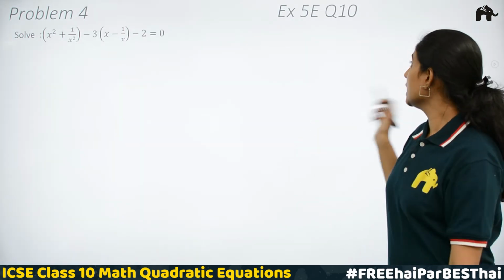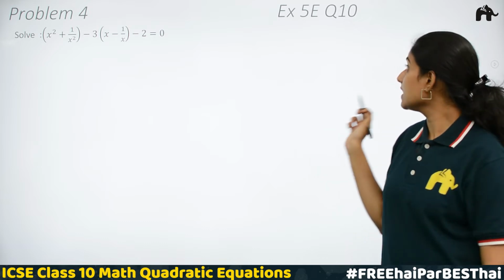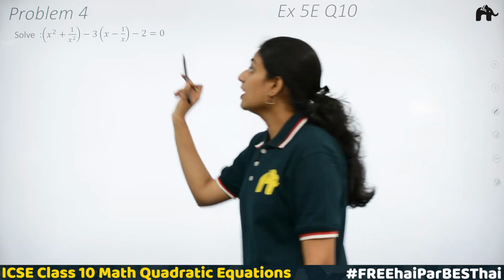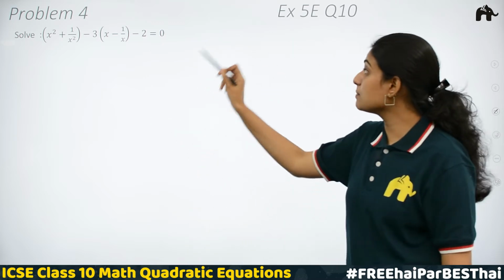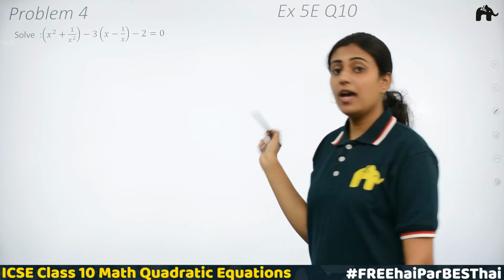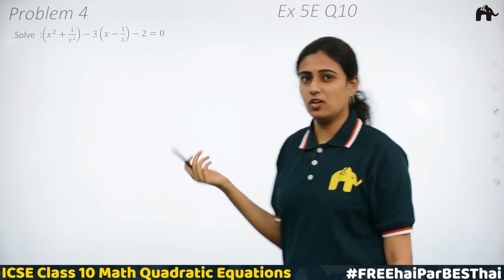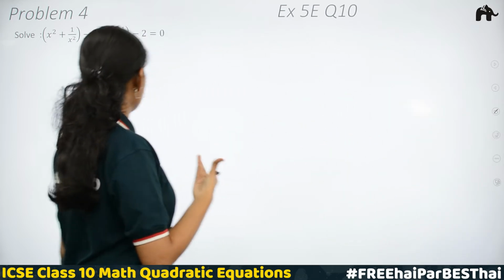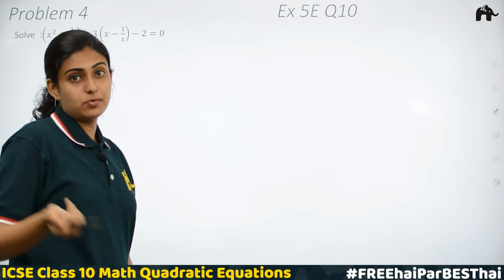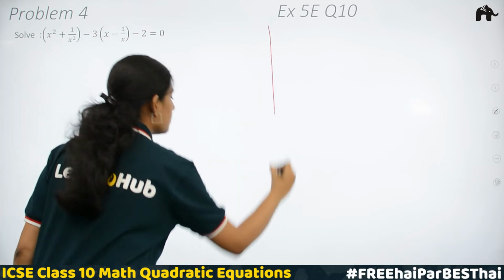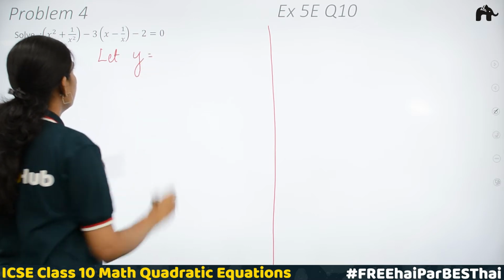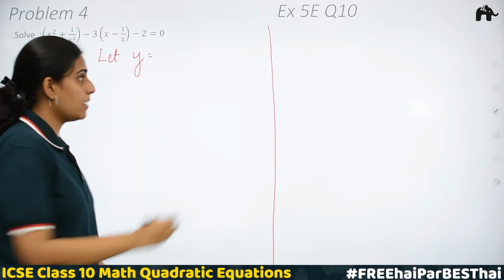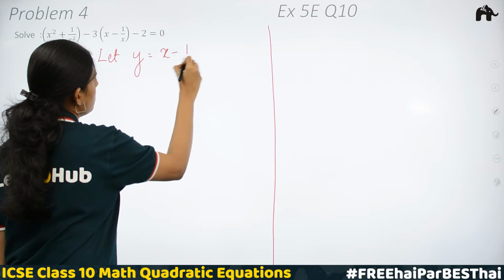Problem number 4, question number 10 of exercise 5e. Solve x square plus 1 by x square minus 3 into (x minus 1 by x) minus 2 is equal to 0. Again, this is a question that we need to solve by using substitution. Let y is equal to x minus 1 by x.